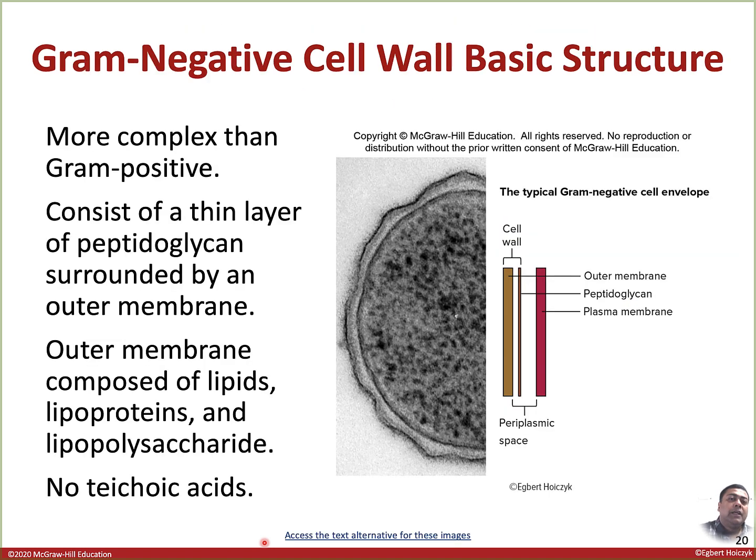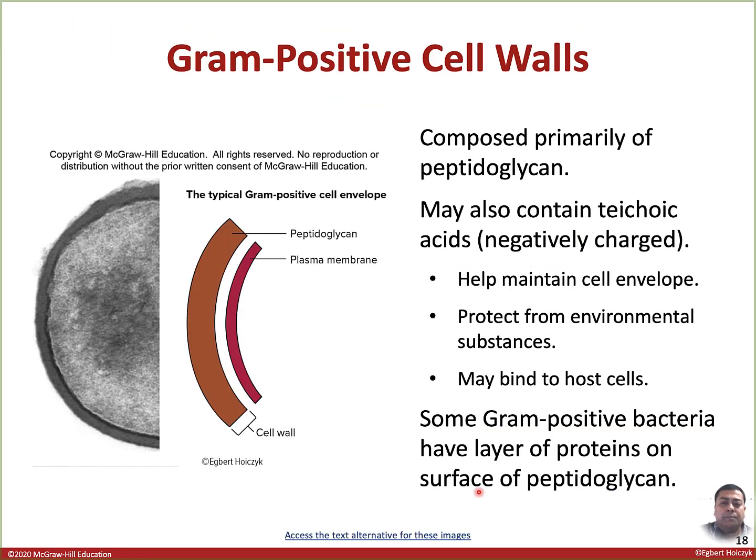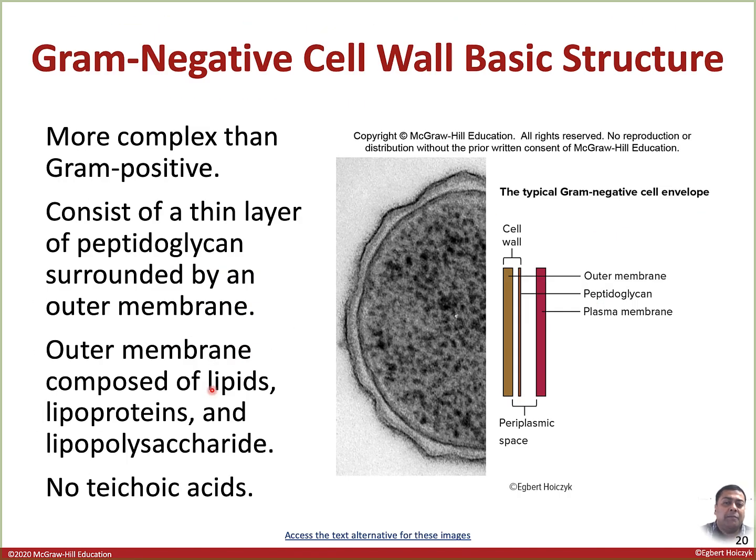So the gram-negative cell wall, on the other hand, is much more complex. If we look at the typical schematic, here is the plasma membrane, then you have the periplasmic space, and then we have a thin peptidoglycan layer. This is very different from the previous one. If we look at this structure right here, you can see that it is a huge, thick peptidoglycan layer, whereas in the gram-negative bacteria, the peptidoglycan is much thinner.